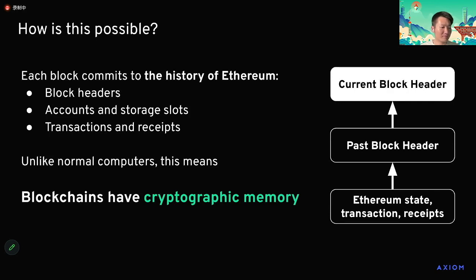Now, for any specific block, there's a commitment to all of the data pertaining to Ethereum at that block. That consists of all the account information, all the contract storage, and all the transactions and receipts in that block. And so this is kind of a special property. And I like to think of it as blockchains having a sense of cryptographic memory.